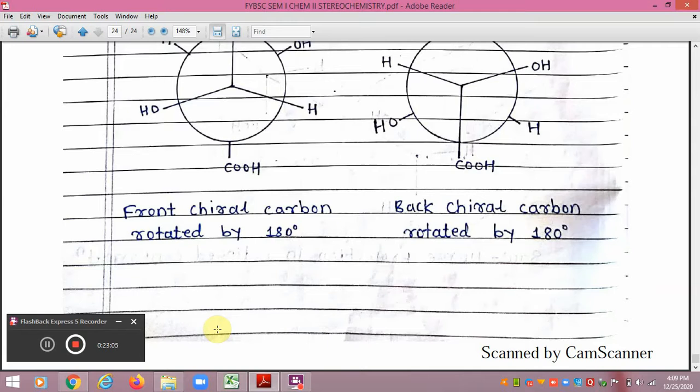So dear friends, in the next part of the video we will talk about the different types of stereoisomers. We will talk about their different types with the help of different examples. So dear friends, we will resume in the next part of the video to talk about the different types of stereoisomers and stereoisomerism.